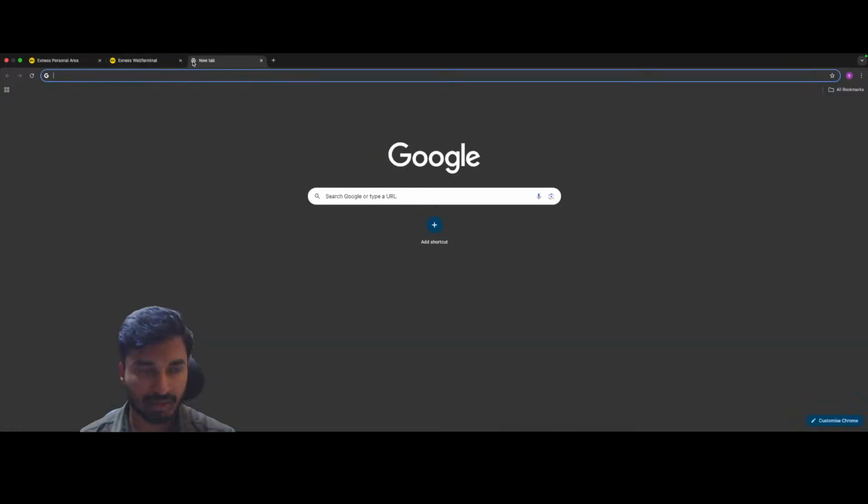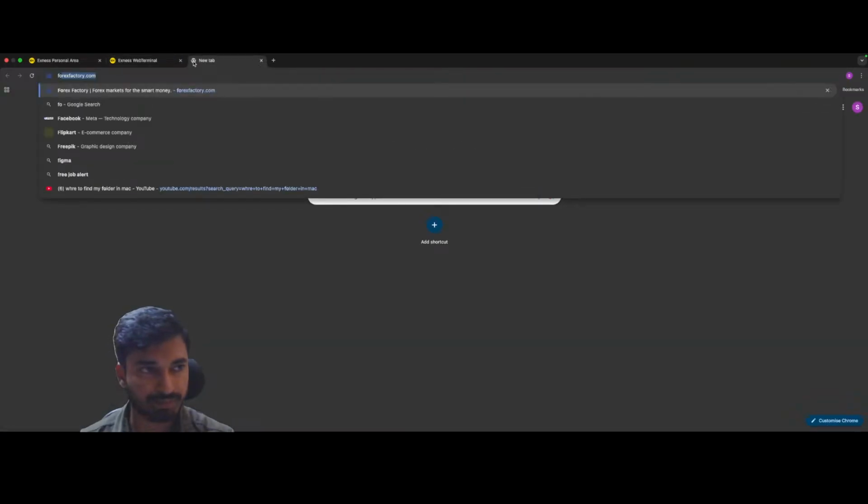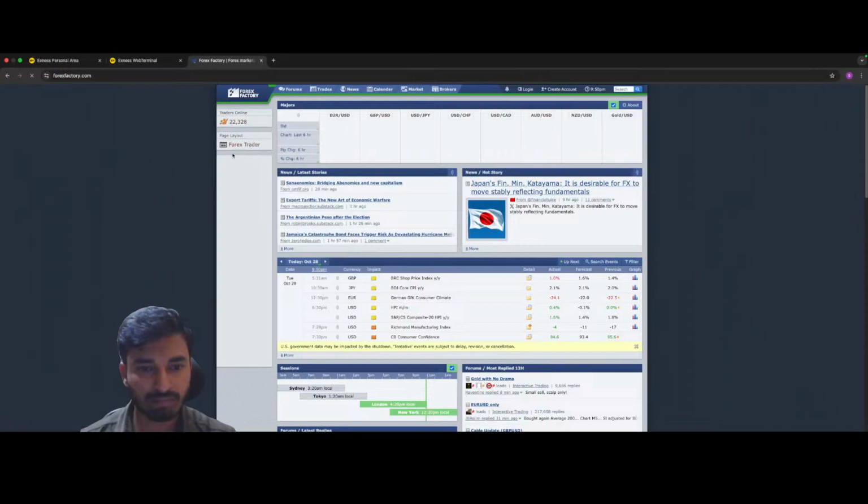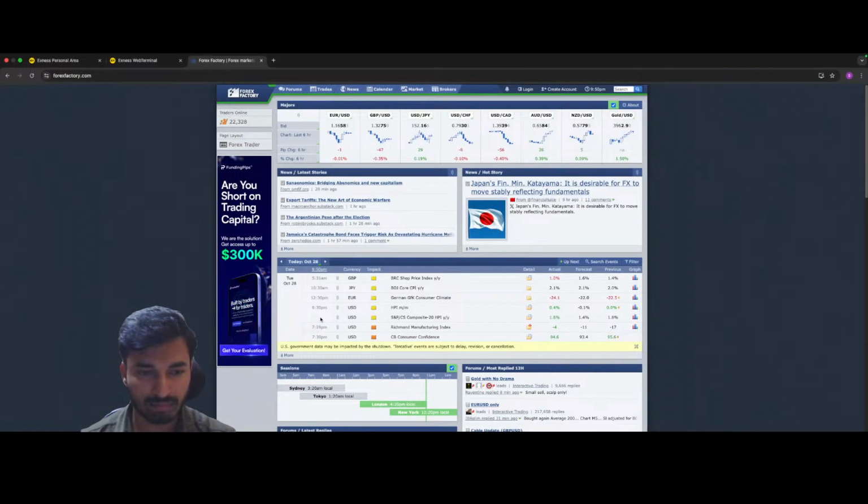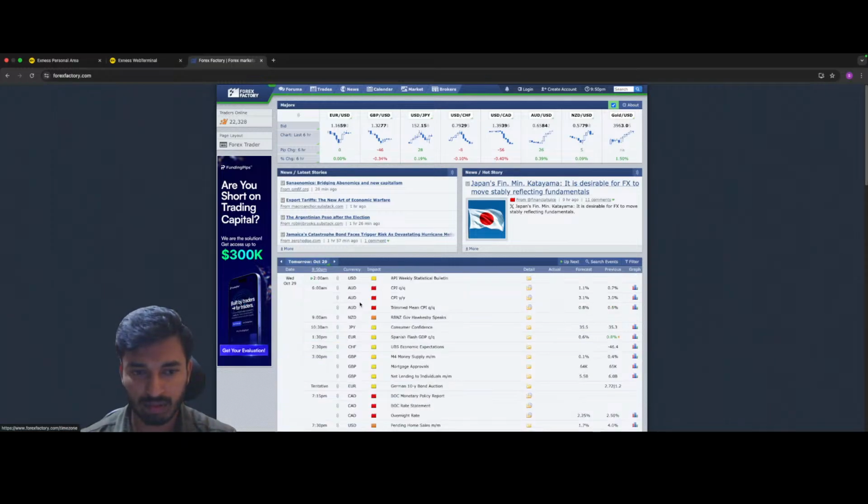Let's see if there is any news today. USD, it's not that important, all are positive. See, USD, but not that impactful. If it is in the red zone, then only it will be impactful, like this.